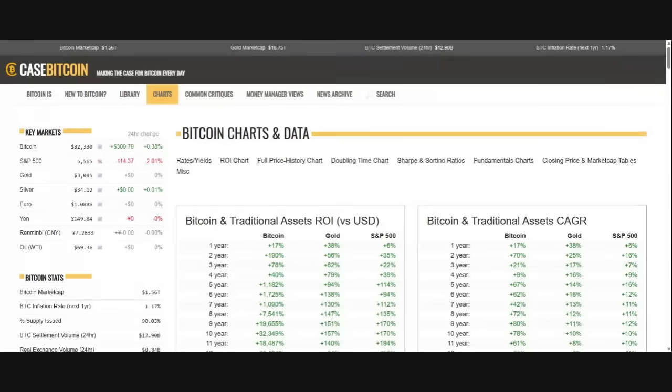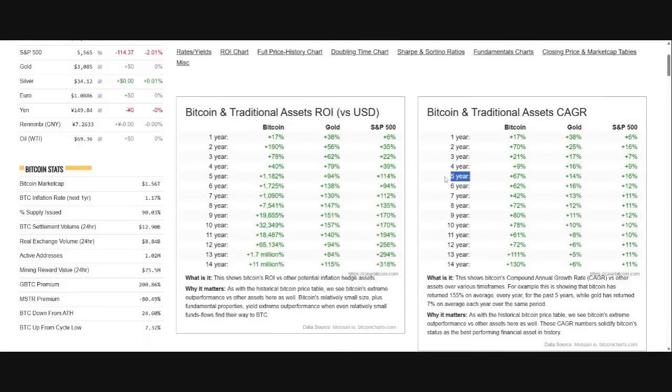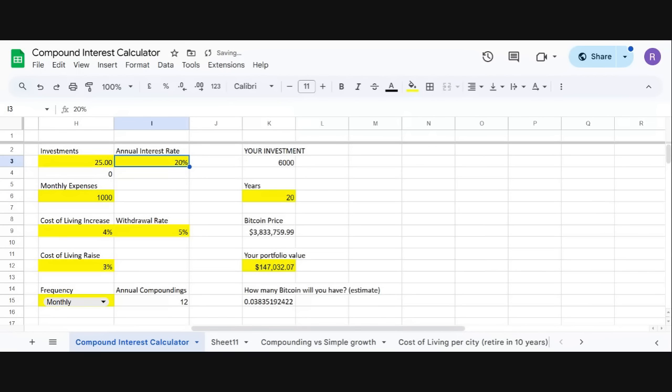If we look at the total returns for Bitcoin so far, we can see here over the last 5 years, Bitcoin has returned 67% per year. In the last 10 years, it's returned 78% per year. So what if we went a little bit less conservative with this number here? I think Bitcoin can give you a 35% return over the next 20 years. If it goes to 30%, your $25 monthly investment of $6,000 over 20 years is going to be worth $712K.